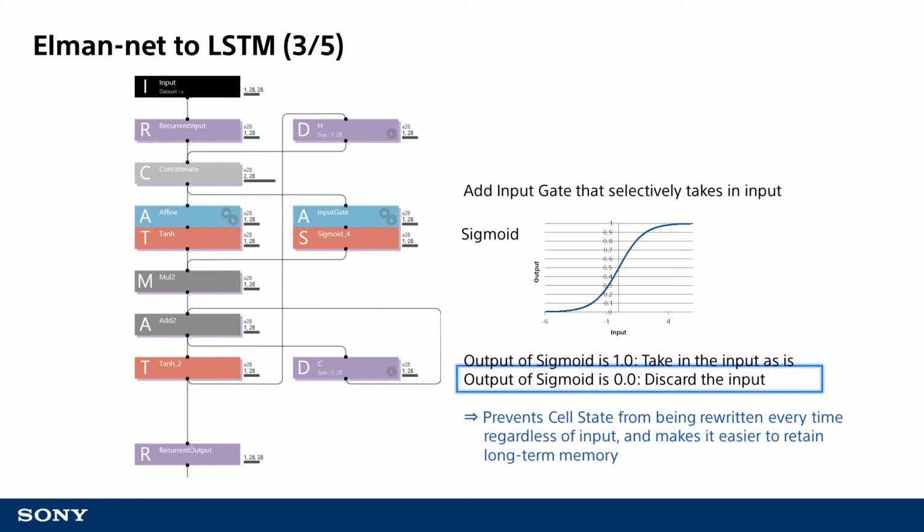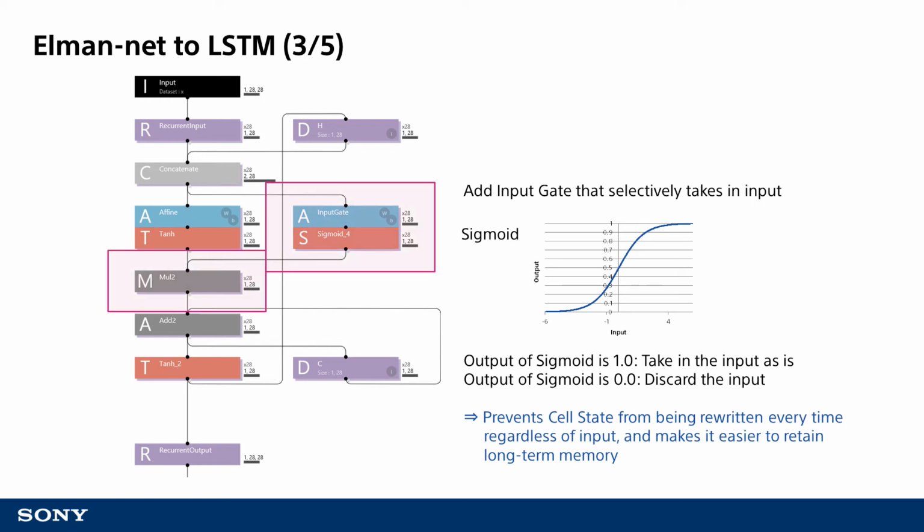If the input gate is 0, that is, if the gate is closed, the output will be 0 regardless of the value of the output of affine and tanh, which means that nothing will be added to the cell state. If the input gate is 1, that is, if the gate is open, the output of affine and tanh will be output as it is and added to the cell state.